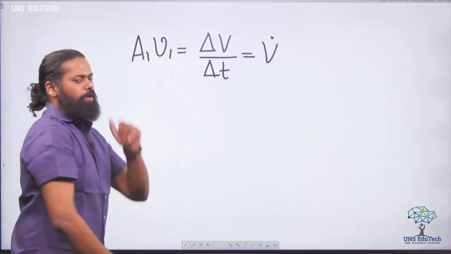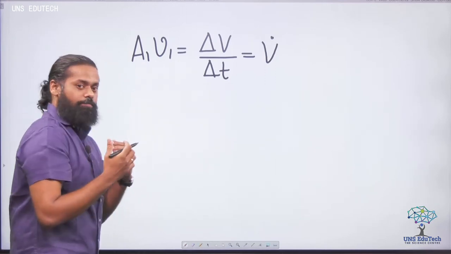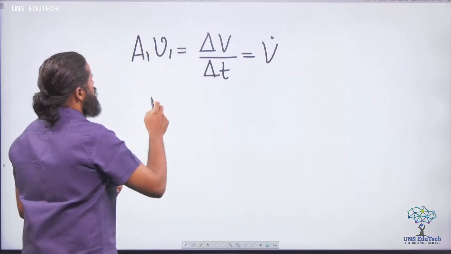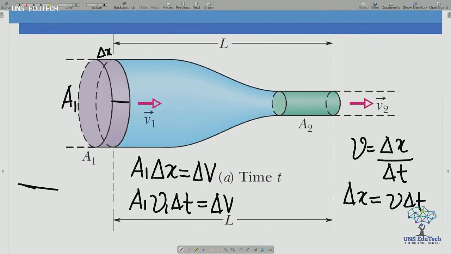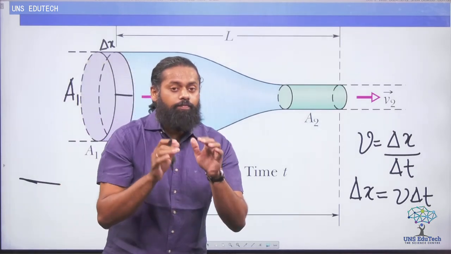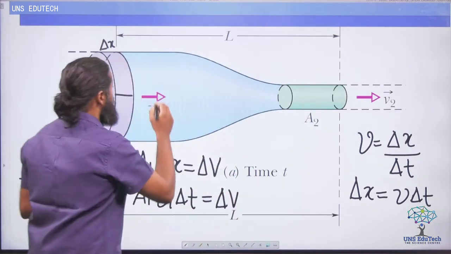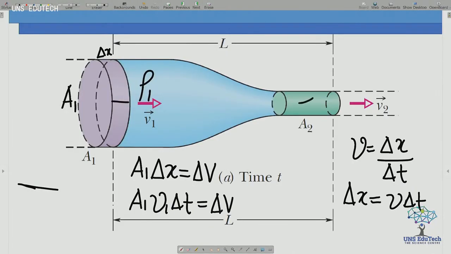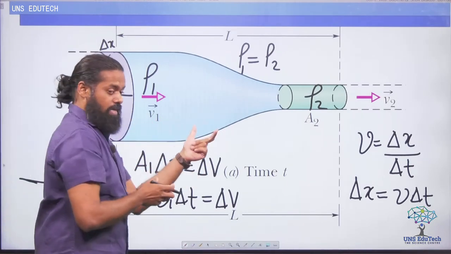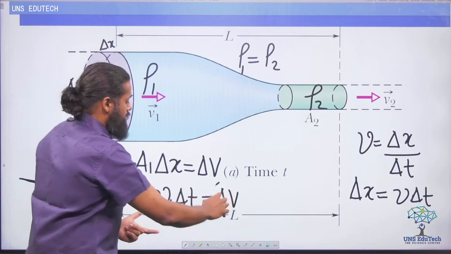So, A into V, this product is important. We are trying to express the volume flow rate in terms of area and velocity. Area of cross section into velocity gives the volume flow rate. You know that as per mass conservation, if the flow is incompressible, that means the density at this location, rho 1, and the density at the other location, rho 2, are the same, rho 1 is equal to rho 2.